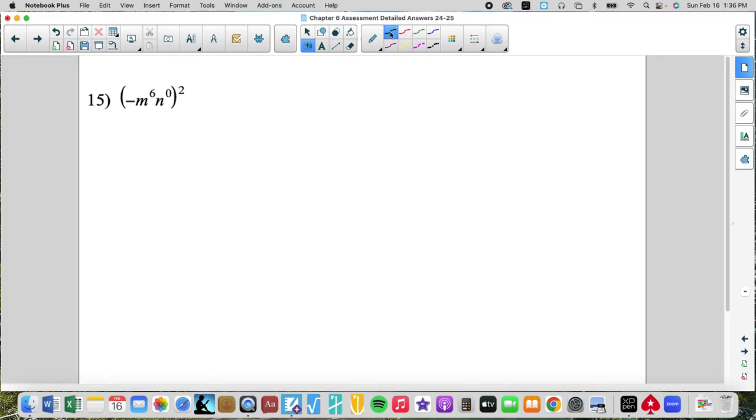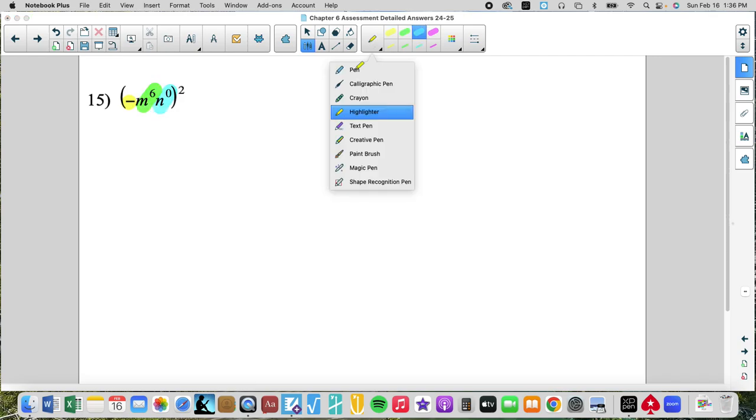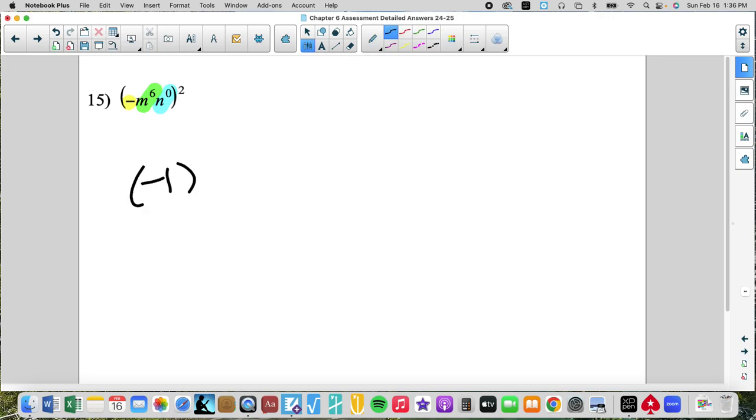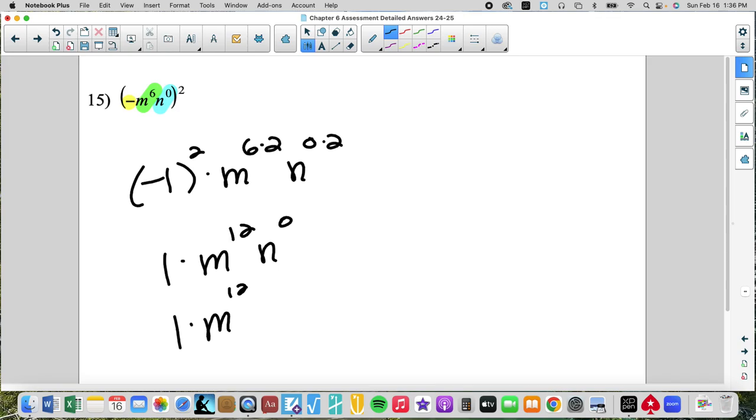So we have 3 things here. We have a coefficient, we have a variable m to the 6th, and we have a variable n to the 0. And so we would distribute that. That is negative 1 to the 2nd, m to the 6 times 2, n to the 0 times 2. Negative 1 squared, we know is positive 1. M to the 6 times 2 is m to the 12th. N to the 0 times 2 is 0. We know that n to the 0 is equal to 1. So we're left with m to the 12th.